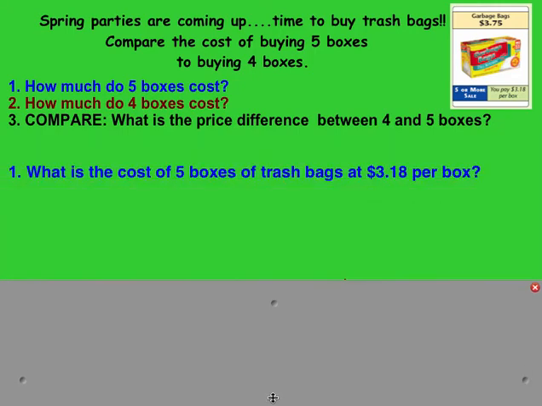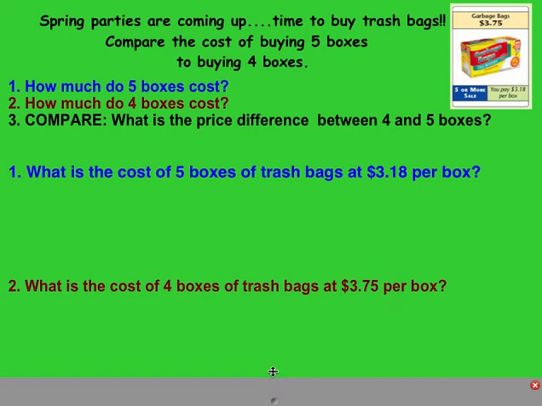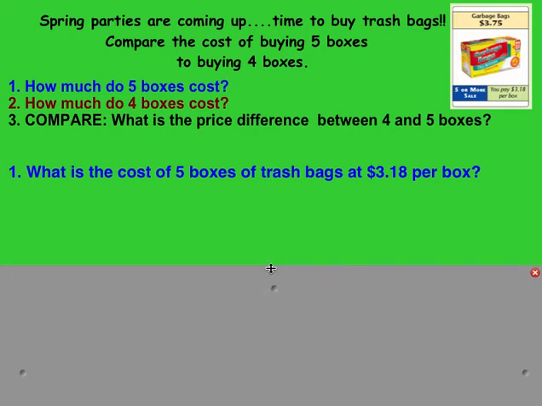So let's take a look at the first part here. I want to know, what is the cost of 5 boxes of trash bags at $3.18? Because remember, these are kind of like the sale price. If I'm buying 5 or more, they're going to cost me $3.18 per box. So what do you think I'm going to do here to figure this out? If you said add it all together, you'd be correct. You could also multiply $3.18 by 5, doing a longhand version. But I'm going to add everything together here.